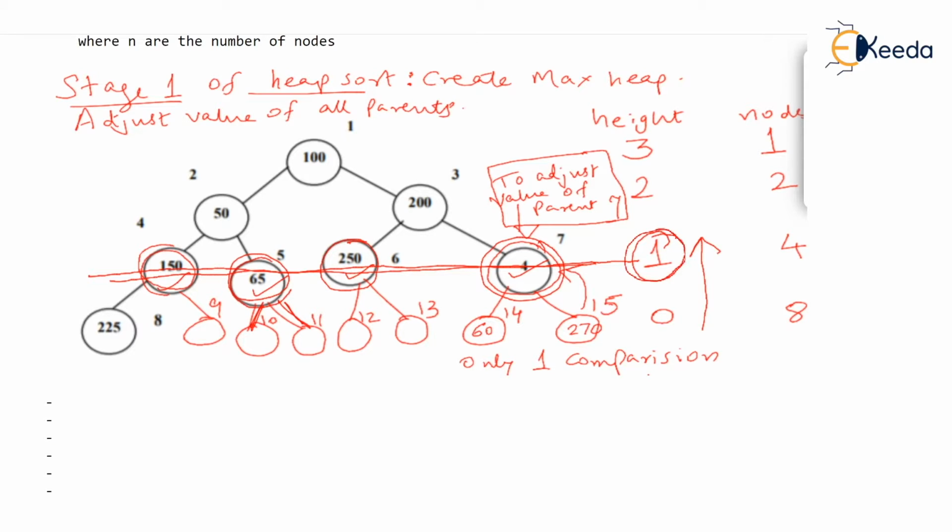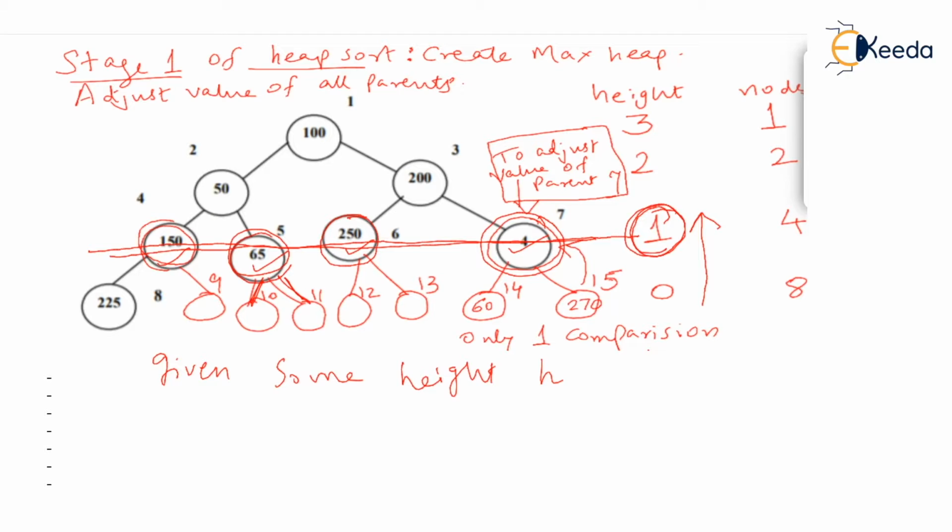One is the height. So given some height h, talk about only the nodes at that height, like we were talking about nodes at height 1. So given some height, what is the total time taken to fix all these parents, all these 4, 5, 6, 7? How much time was taken? How many comparisons were taken?